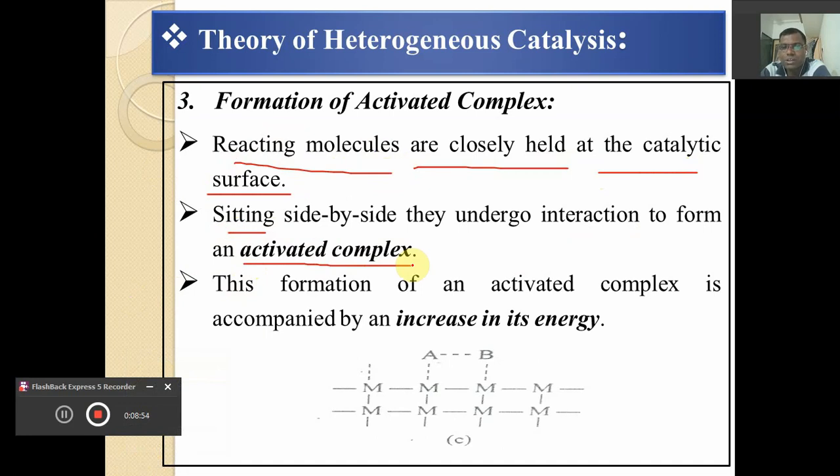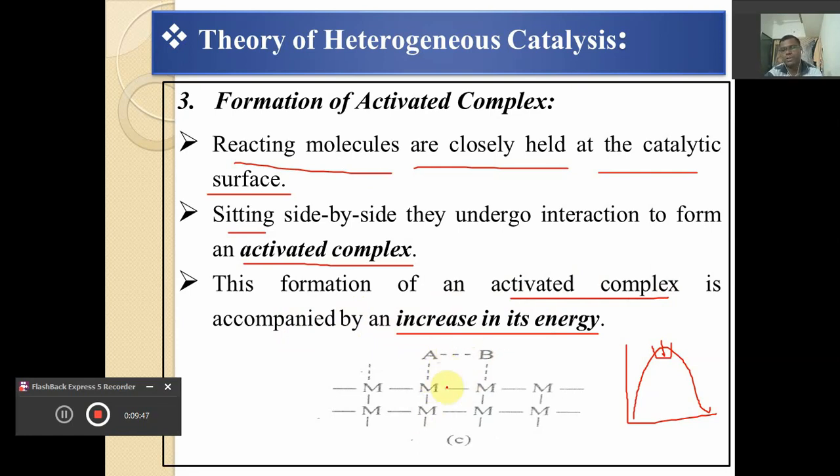And once this activated complex formation takes place, it is accompanied by an increase in energy. That's why, whenever you talk about the energy profile diagram, this point indicates the formation of the activated complex. This activated complex has the highest energy, higher than the reactant as well as the product. Now here you can see a partial bond formation between A and B, because this is the product, and these two may be another species, but these also have a partial bond with the catalyst at the active site.